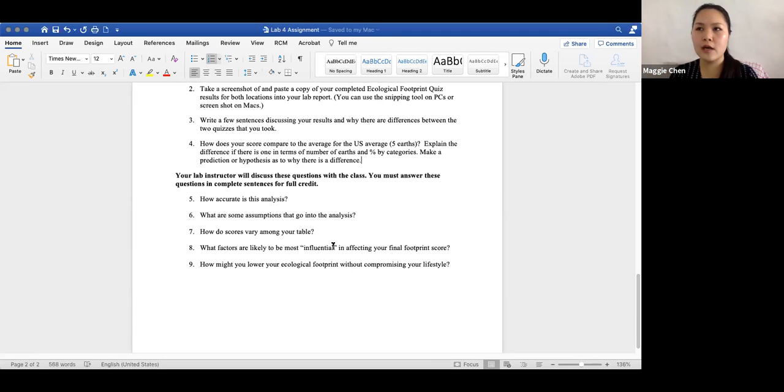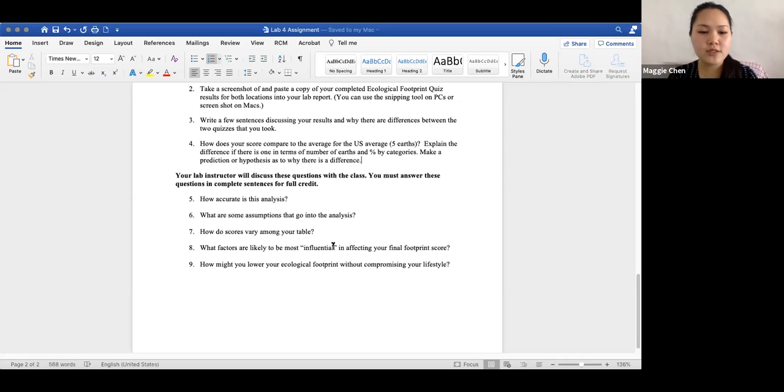Do you maybe have a longer commute to your job? Do you drive a little bit more than normal? Do you eat more beef versus chicken? Beef has a higher ecological footprint than chicken or fish or even shrimp. So you can talk about what factors you think were influential in changing your final footprint.